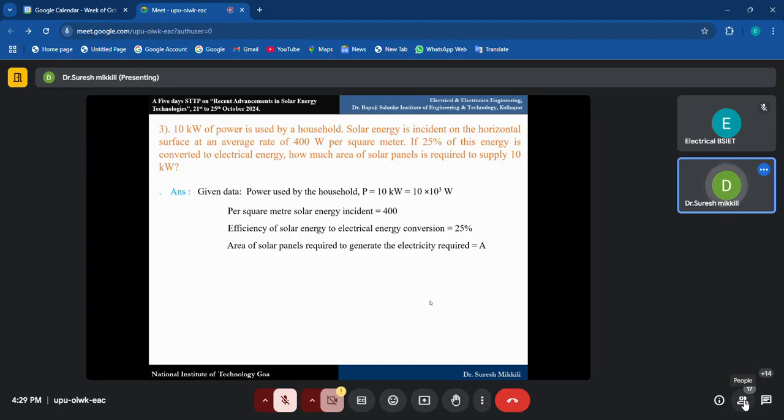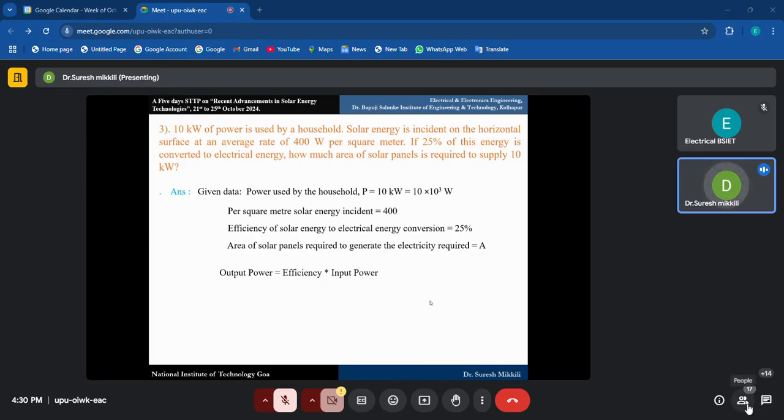is how many panels are required, so how much total cross-sectional area is required. Can anyone say? Efficiency equals output power by input power. Output power and efficiency are given. What is the input power? Irradiance in watt per meter square into area, I need to multiply. A is the unknown parameter. Can you solve it? How much area is required?